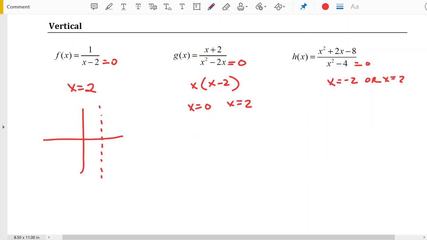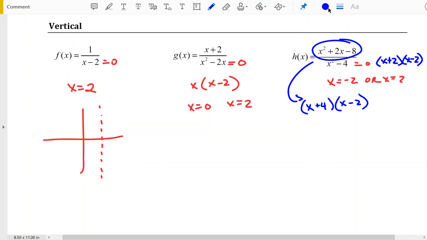However, h of x in fact only has one vertical asymptote, and let's see if we can figure out why. If we take the numerator and factor it, we're going to get x plus 4 times x minus 2. And our denominator, when factored, x plus 2, x minus 2. We're going to find this factor of x minus 2 occurs both in the denominator and in the numerator. And whenever this happens, we have what is referred to as a removable discontinuity. Or we would just say there's a hole in the graph there.